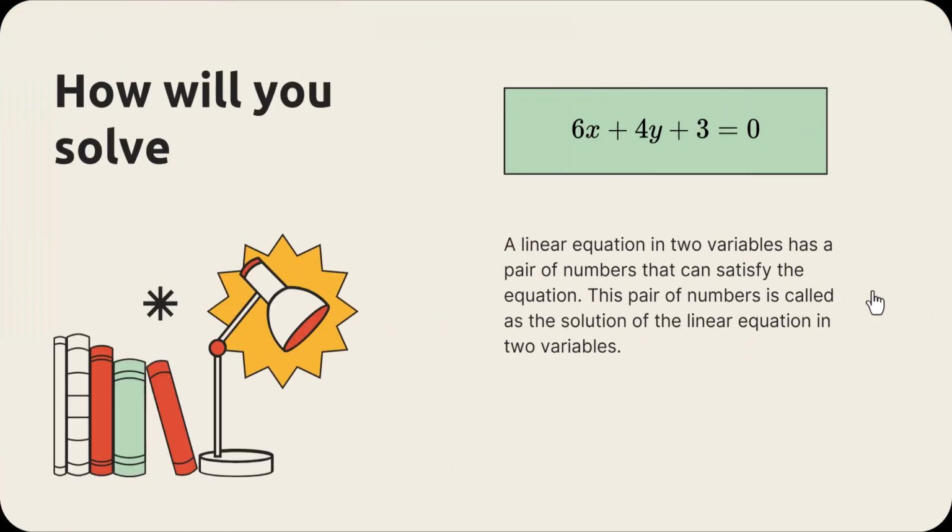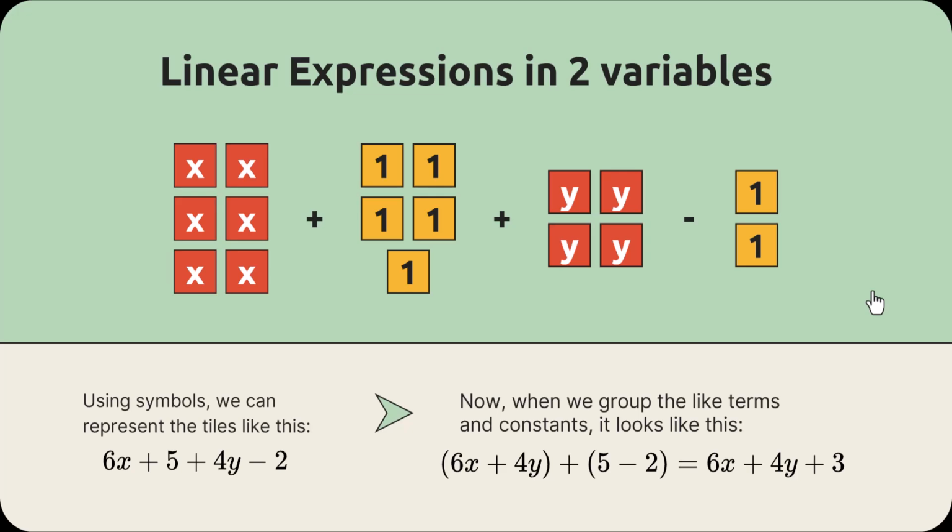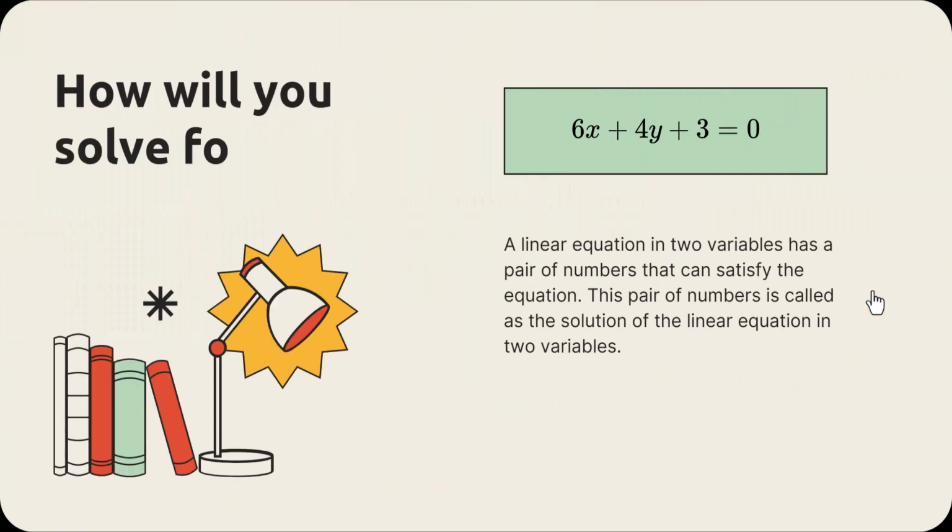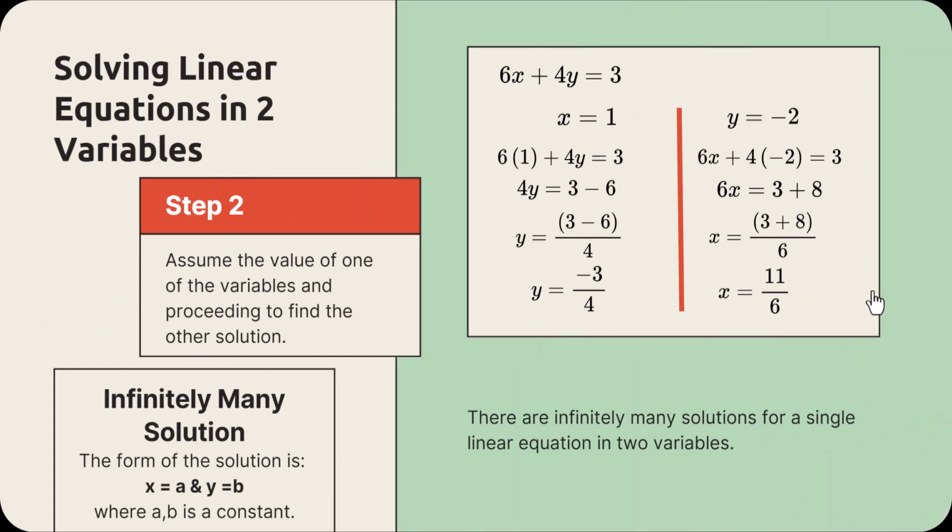Now how will we solve for x and y? That is, find the values of x and y in this equation. A linear equation in two variables has a pair of numbers, let's say x and y, that satisfy the equation. That solves the equation, or is the solution of the equation. This pair of numbers is called the solution of the linear equation in two variables. So how do we find the solution? We assume the value of one of the variables and proceed to find the other.